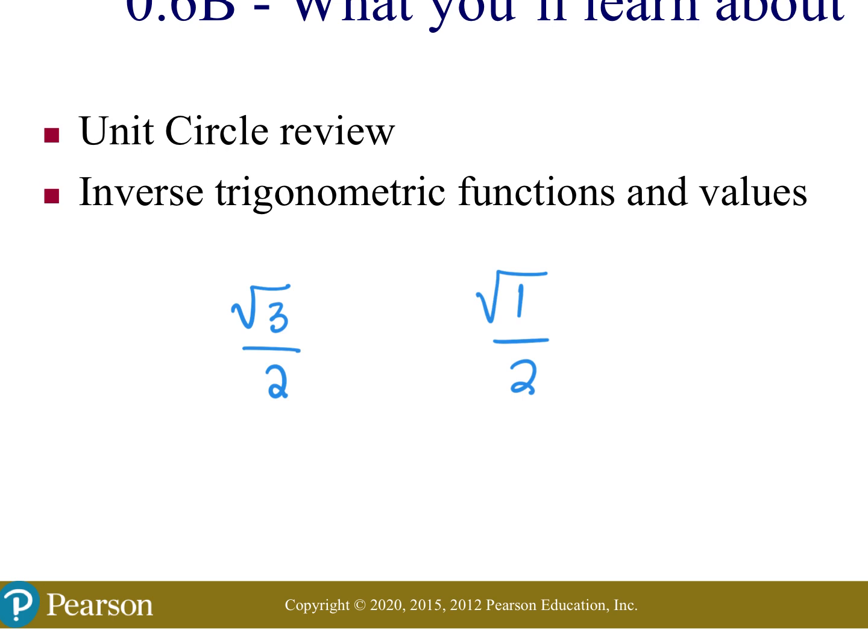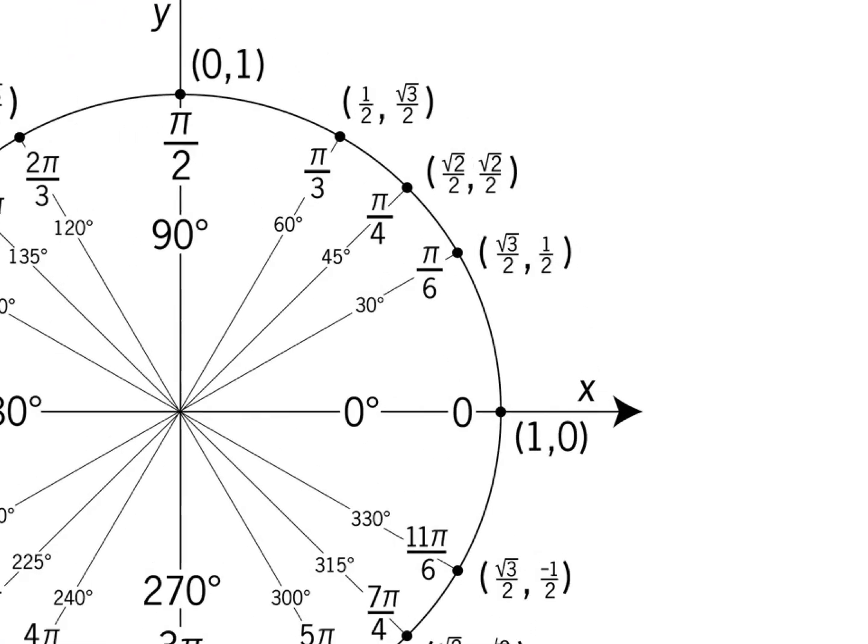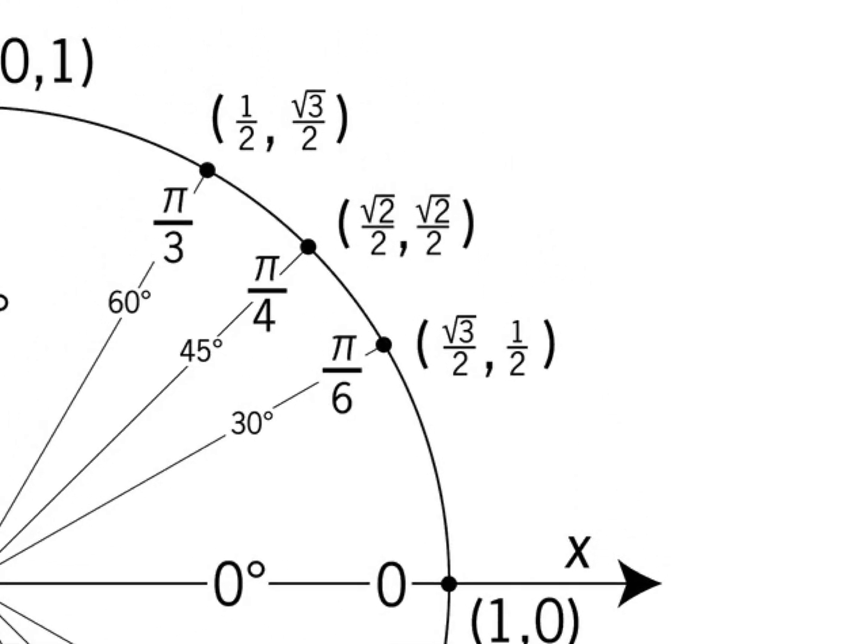Okay, so the denominators are equal, but the numerators are different. So which numerator is bigger? Rad 3. Rad 3 is bigger than rad 1. Therefore, this is bigger. Okay, that helps me on my unit circle keep track. Now when I'm looking at my unit circle, and I've got these rad 3s over 2s and 1s over 2s, like which one comes first and which one comes second, it helps to know which one's the bigger one.